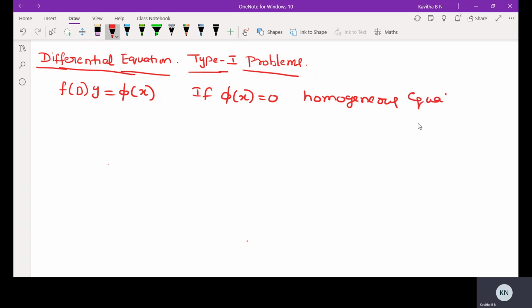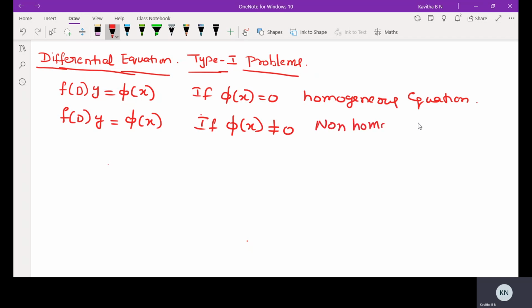Already we discussed homogeneous equation problems. Now we are going to discuss the non-homogeneous problem, f of D of y equals phi of x. If phi of x is not equal to 0, we call it a non-homogeneous equation.